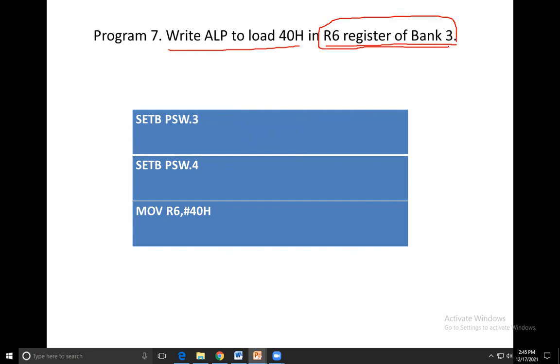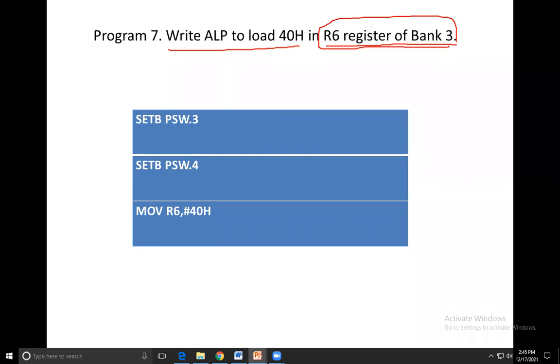See, we are discussing that in our 8051 RAM, there are 4 banks: bank 0, bank 1, bank 2, and bank 3. In each and every bank, we have the registers R0 to R7, which means 8 registers. Each register contains 8 bits.